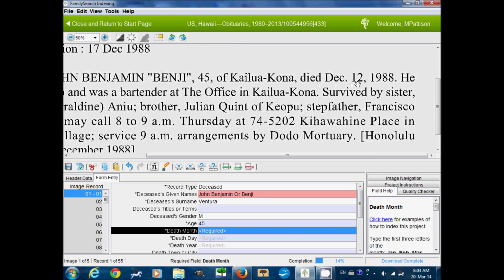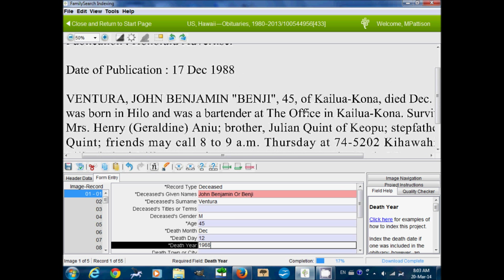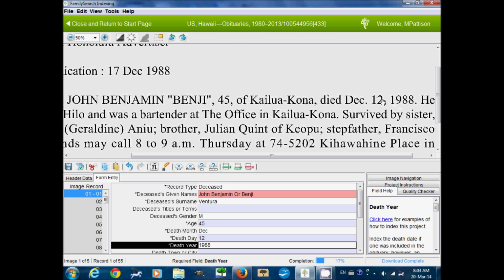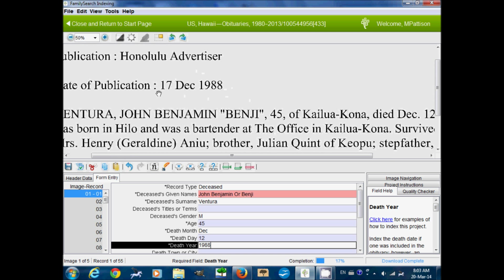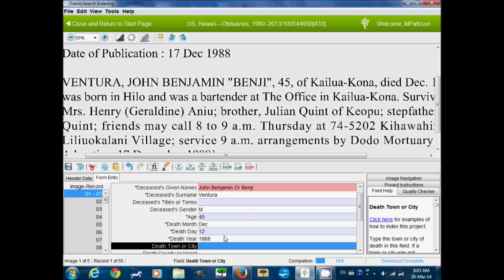Death month, that tells us right here, died December 12th, 1988. And by the way, if the exact death date was not given in the obituary, then you would take the next closest date. So, for example, if it hadn't said that here, then we would take the date of publication of the obituary. Okay, but it does tell us, that's fine.